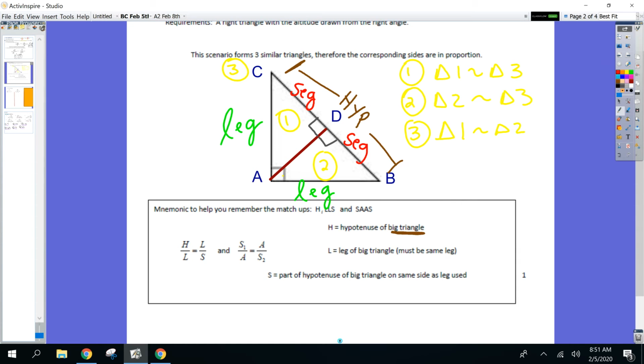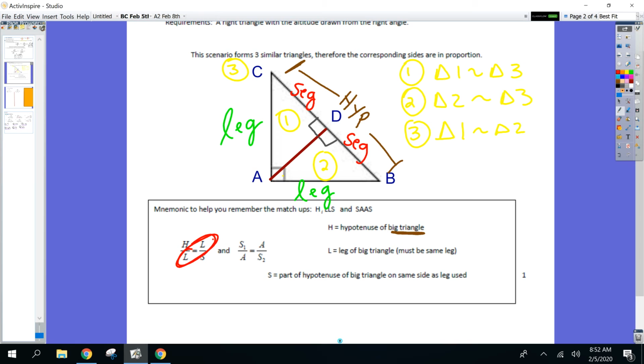Wait a second. Hold on. Leg. Do I use the same leg or different legs? Same leg? Is this the same number here? Same leg or different leg? Oh, same. And it's the same because what are these right here? Means are always the same. Keep that in mind, please. When we're setting up these proportions, the means will always, always be the same. Extremes will be different. We all good?